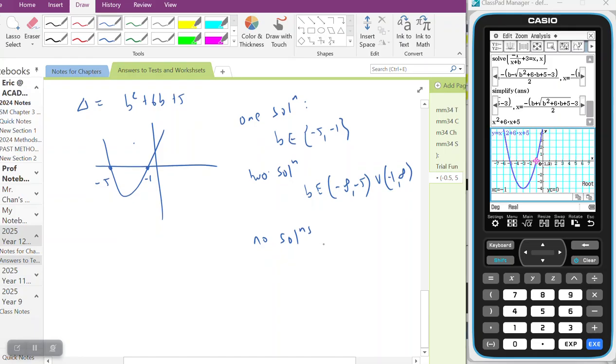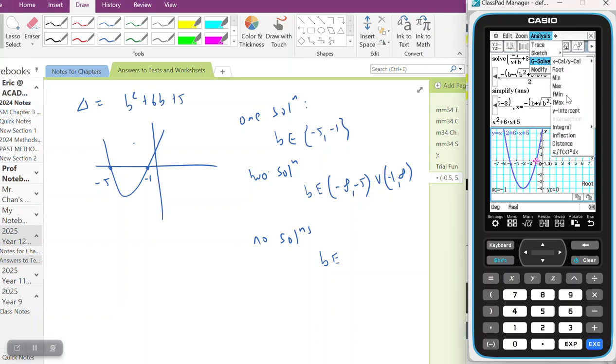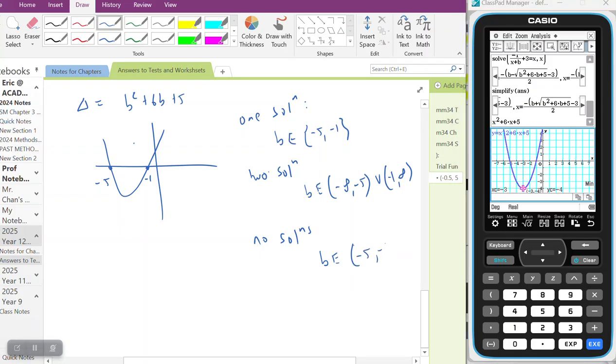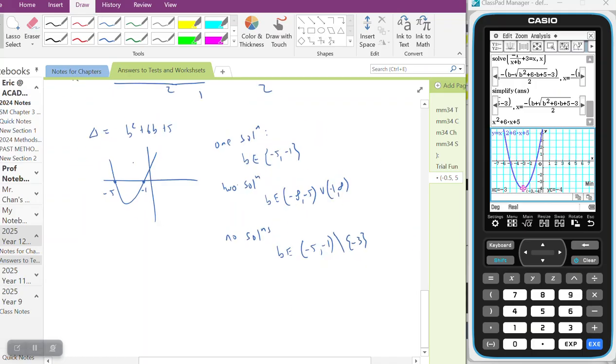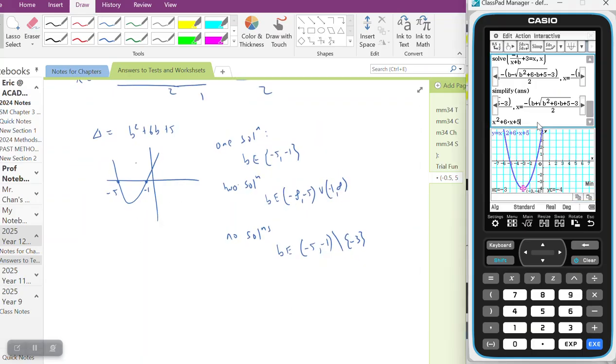No solutions: b is an element of... Now, we've got to get the turning point because that's where you get infinite solutions. The minimum happens to be -3. So it'll be between -5 and -1, excluding -3.